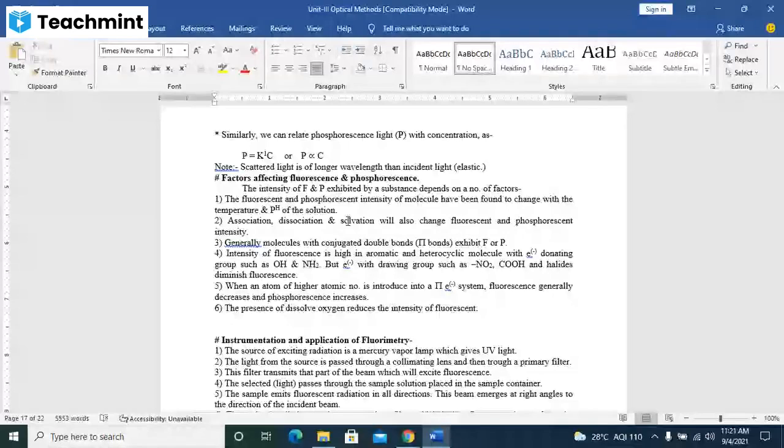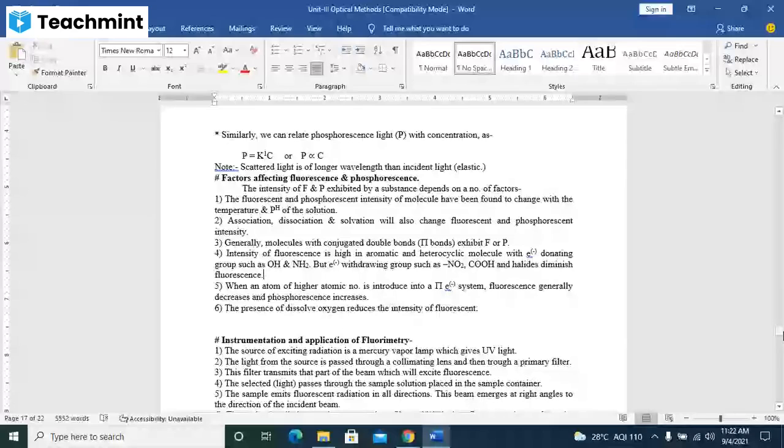Generally, molecules with conjugated double bonds, pi bonds, exhibit fluorescence or phosphorescence. Intensity of fluorescence is high in aromatic and heterocyclic molecules with electron donating groups such as OH and NH2, but electron withdrawing groups such as NO2, COOH and halides diminish fluorescence. When an atom of higher atomic number is introduced into the pi electron system, fluorescence generally decreases and phosphorescence increases. The presence of dissolved oxygen reduces the intensity of the fluorescence.